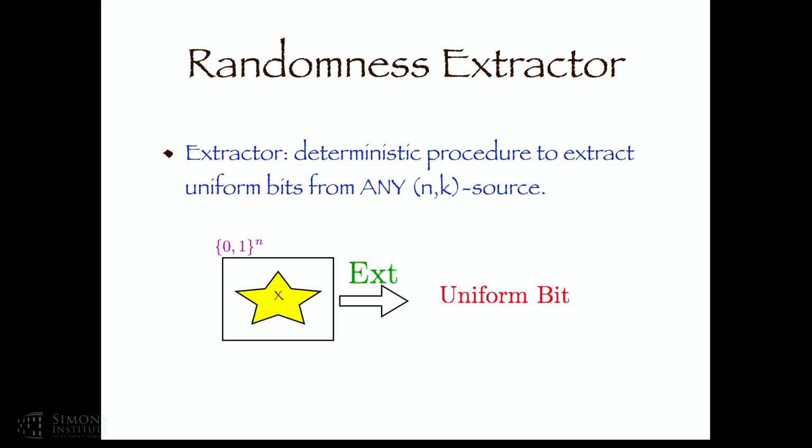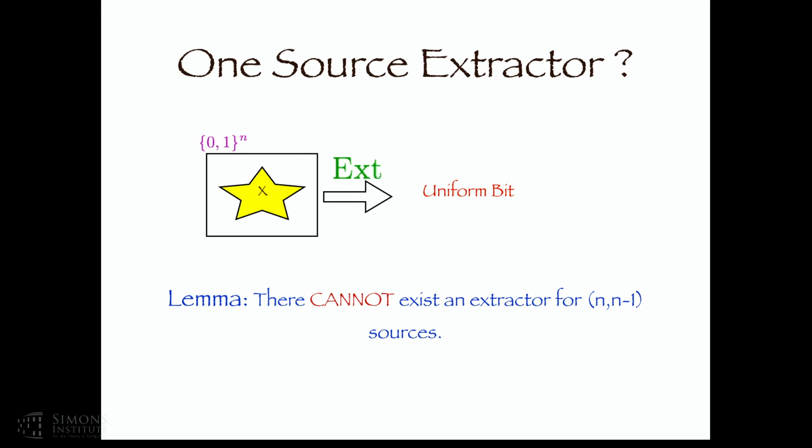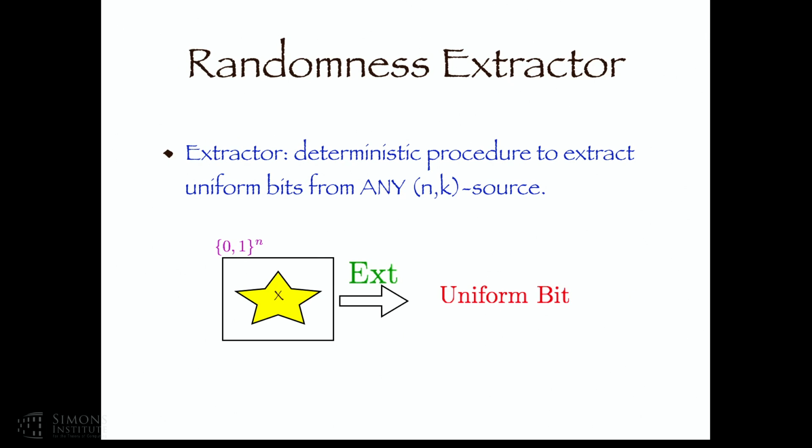The first definition of a randomness extractor would be a deterministic procedure that extracts, say, uniform bits from any (n, k) source. For this talk, I'll try to just focus on extracting one bit, but the general goal is to extract more bits out of it. However, it turns out that there cannot exist a single extractor for the class of all (n, n-1) sources.